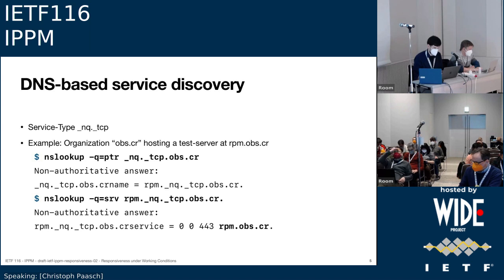Now, based on that host name, one can then use the .well-known URL to fetch the JSON config, which will then provide the URLs for the large, small, and the upload endpoints. And so based on this, for example, any organization could simply host this kind of a test server and expose it to the public and let it be discovered through DNS.